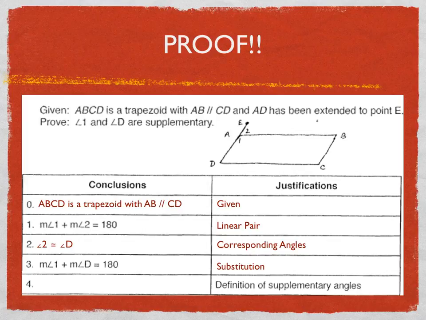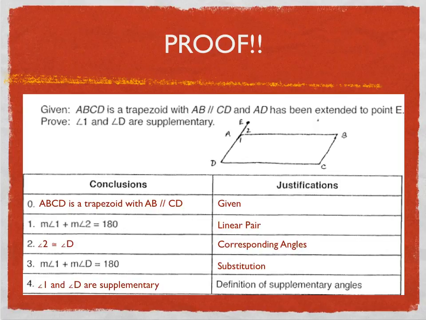All right. What goes in the last line there? Angle 1 and angle D are what I'm trying to prove. So angle 1 and angle D are supplementary. We could have solved it earlier, just put the proof down there when we're done. You could have put the proof down there, but that's not the order my slides went.